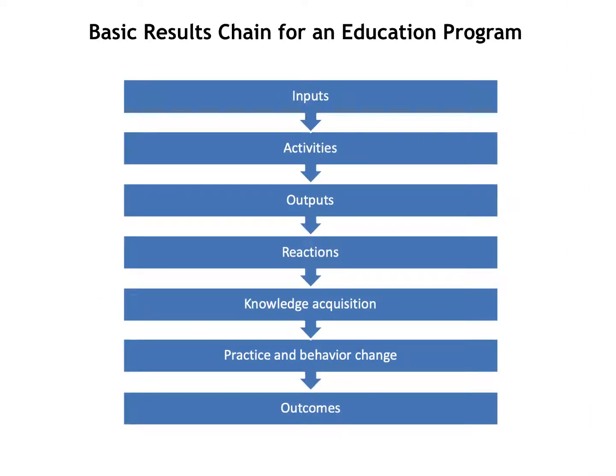Here is a template for a basic results chain for an education program. To develop the results chain, we first need to indicate what we need to put into the program in order for it to work, inputs. Next, we outline what we need to do in the program, key activities, and what will come directly out of these activities, the outputs. And then we explicitly highlight the various outcomes associated with the program.